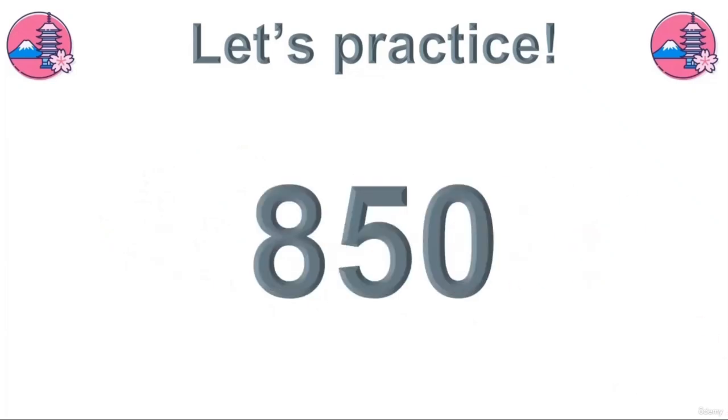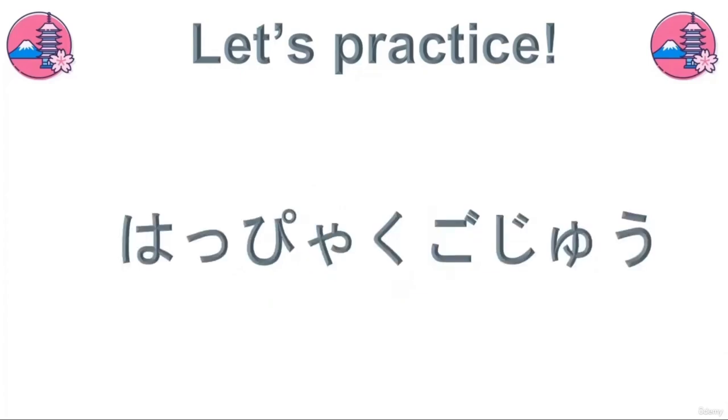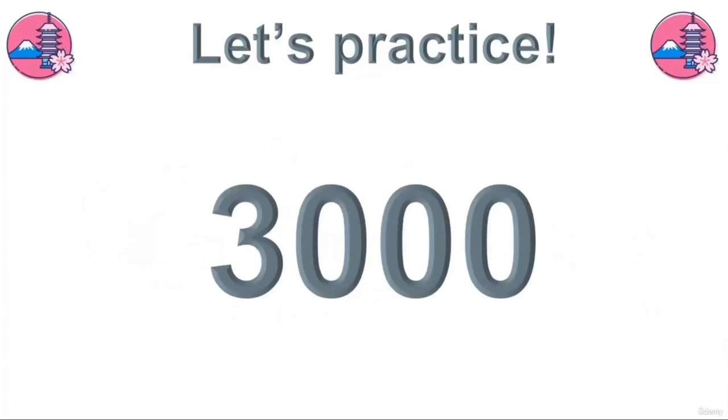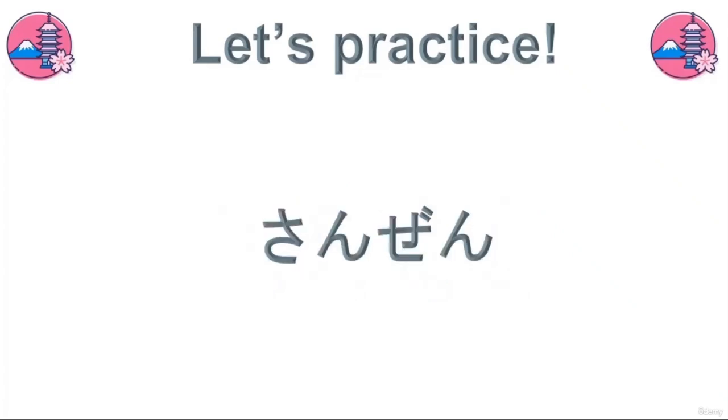850. So 800, 800. Go 5, 10. Very good. So 800 is our exception. 850. 3000. This is our exception with zen.